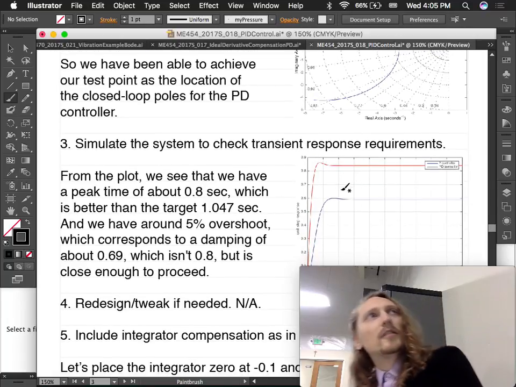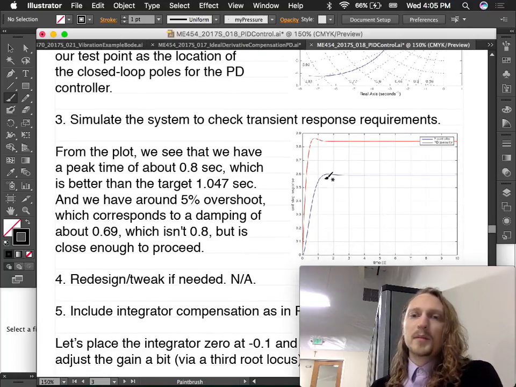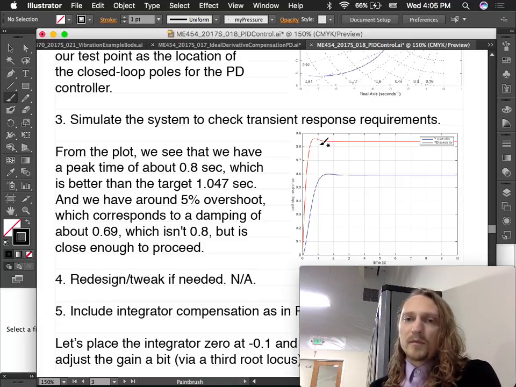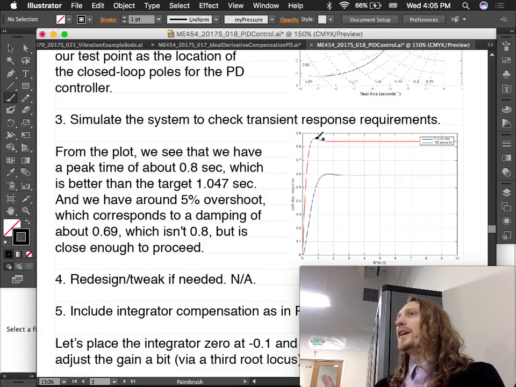It's getting a little washed out, but we have in blue the proportional controller, and we have in red the PD controller. So notice that it appears our peak time is supposed to be 1.0 something, so essentially 1 second. Our peak is actually happening a little earlier than that. Usually when you're designing for a quick response, you don't mind being a little quicker. That's okay.